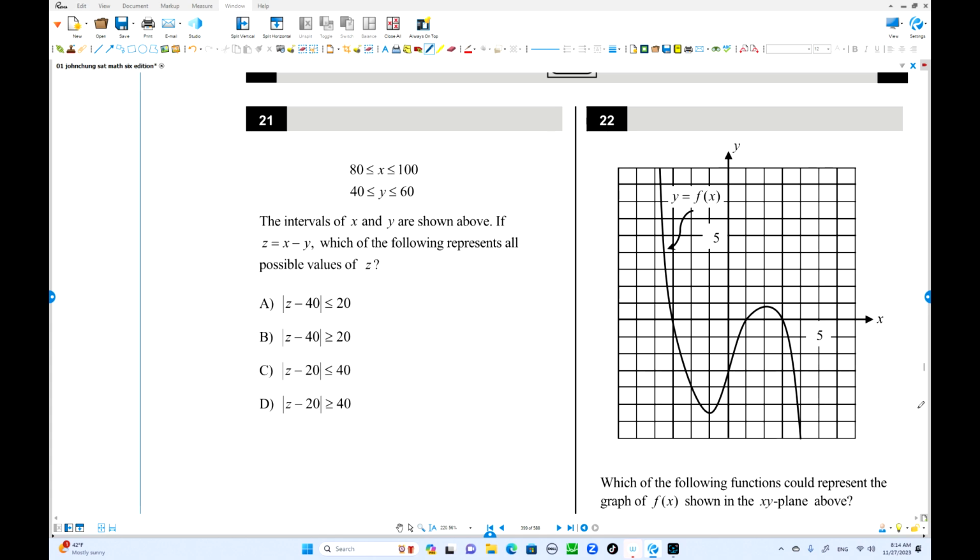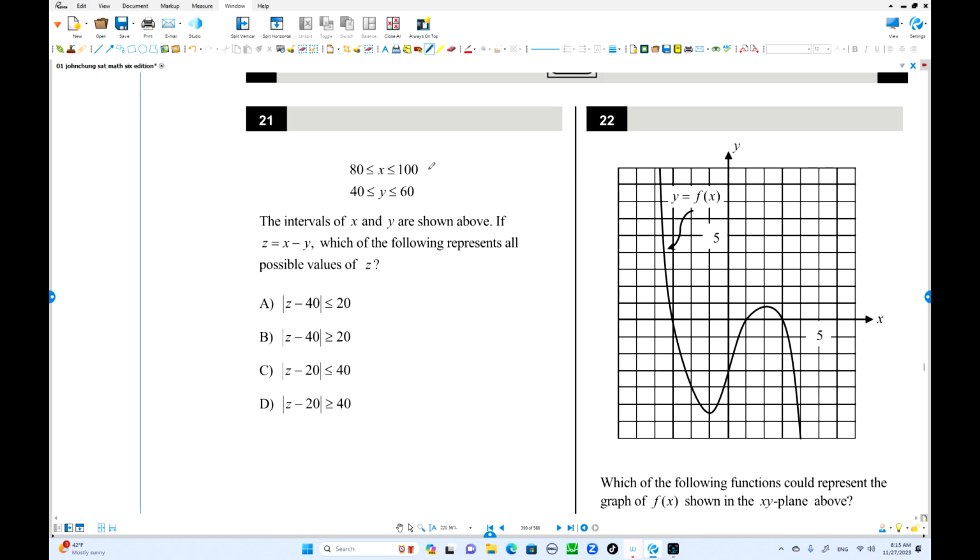This is number 21. All right, we have two intervals, x and y, and we're gonna make another variable g, right? Another interval, x minus y. So which of the following represent all possible values of g? We're going to express the interval g using absolute inequality.